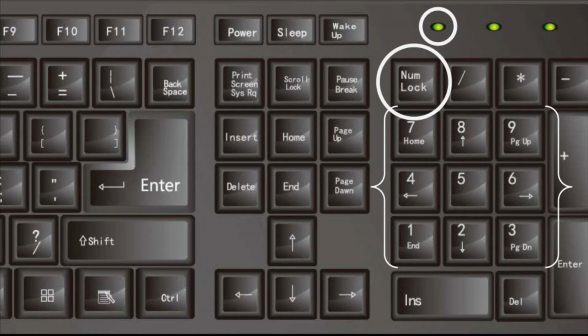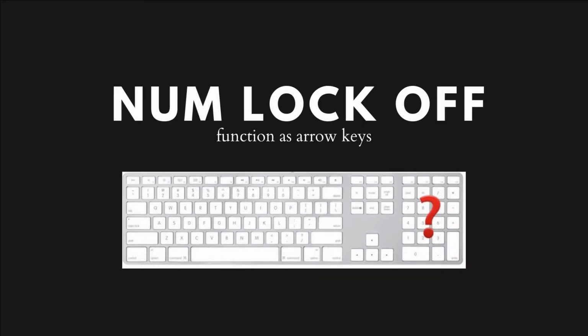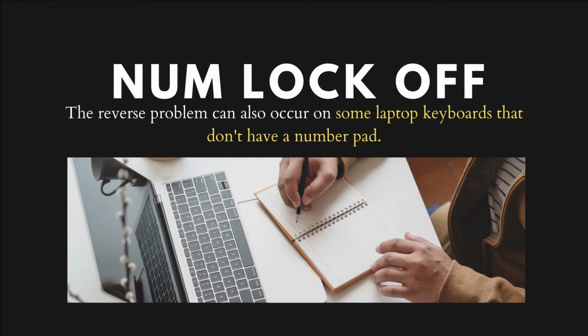This is another lock key mishap. The number lock key forces the number pad, present on almost every desktop keyboard and many laptop keyboards, to type in numbers. If you have numlock turned off, the number pad keys will function as arrow keys, the home and end keys, and similar. The reverse problem can also occur on some laptop keyboards that don't have a number pad. On those, enabling numlock will cause some regular keys to type numbers instead.